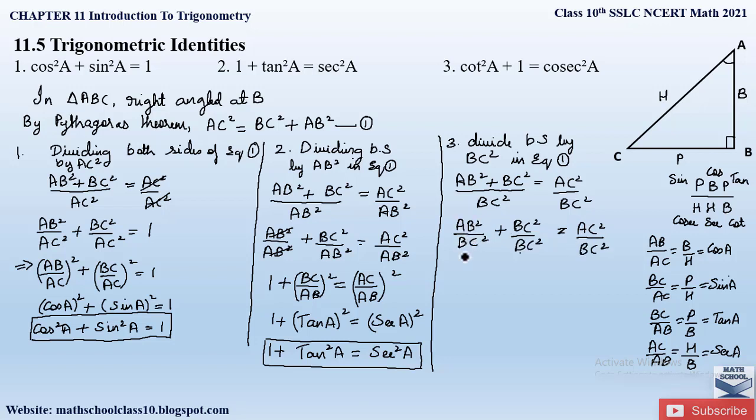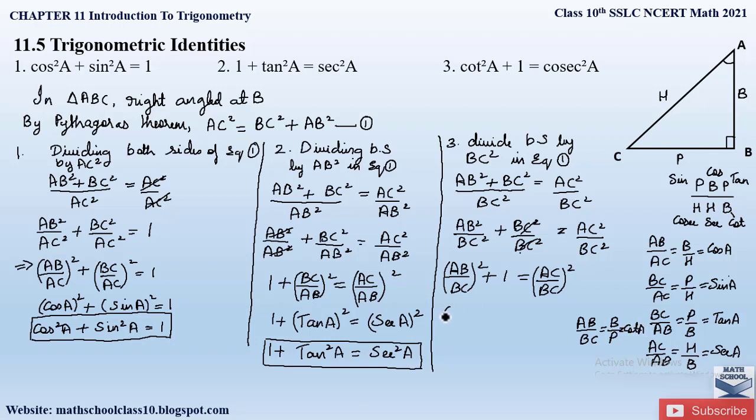Here AB square by BC square can also be rewritten as AB by BC the whole square, plus BC square and BC square will get cancelled, so plus 1 equal to AC by BC the whole square. Right, now let us find out the value of AB by BC. Okay, so here AB value is the base and BC value is the perpendicular. So base by perpendicular is what? It is cot theta, so it is cot A here.